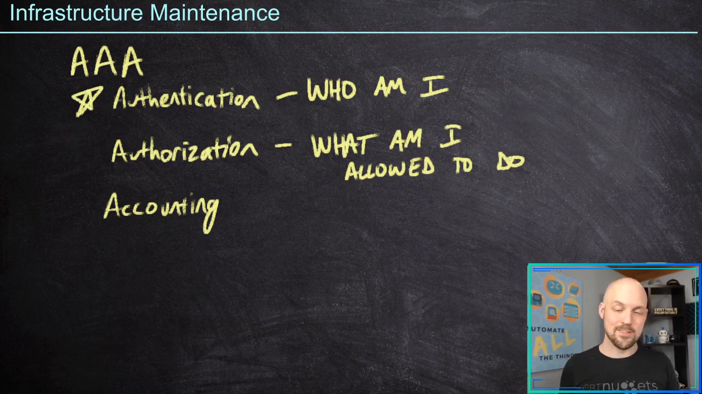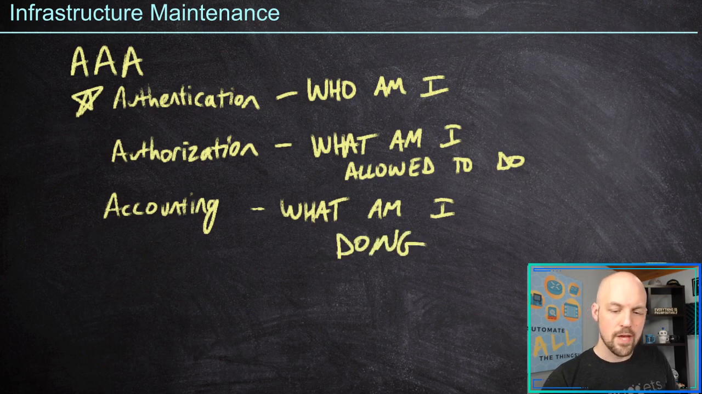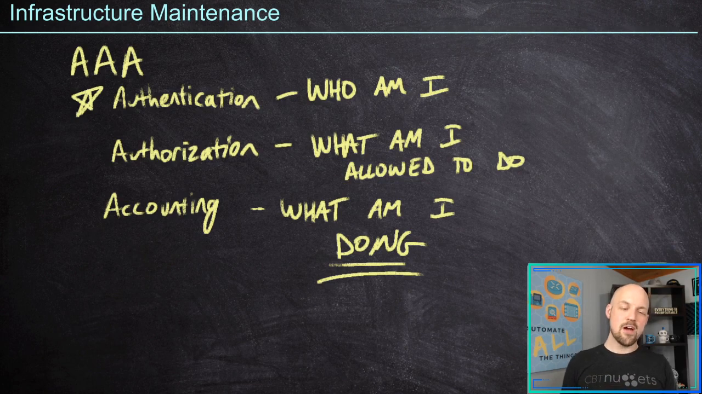That's definitely a briefer way of saying that. What am I allowed to do versus what can I do? Same thing. The last one is what I said earlier, what did I do? Or maybe even to say, what am I doing? That makes it sound like I don't know what I'm doing, but we'll just stick with it. So accounting is simply logging what I'm doing.